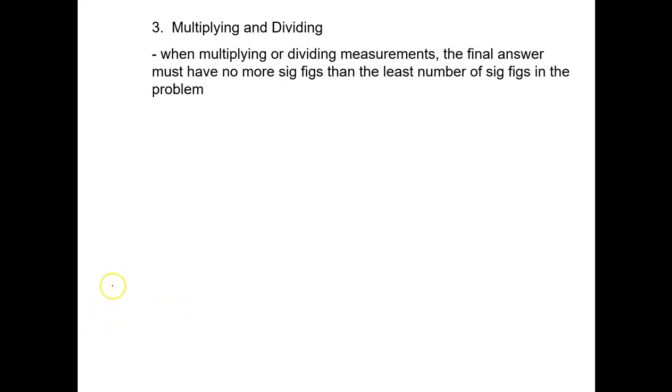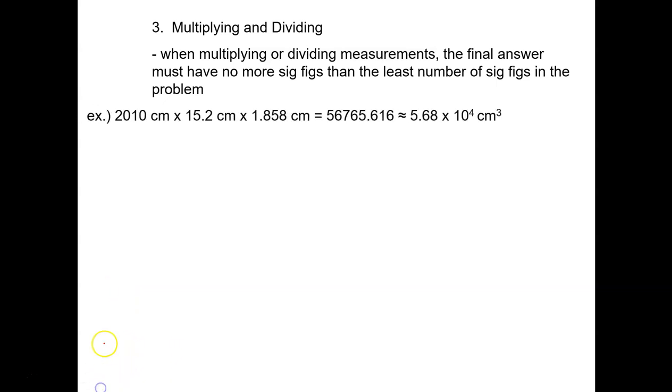Now, multiplying and dividing is a little different. Multiplying and dividing, the final answer must have no more significant figures total than the least number of significant figures in the problem. So now I'm not just looking at the decimal places. I'm looking at all of the significant figures.